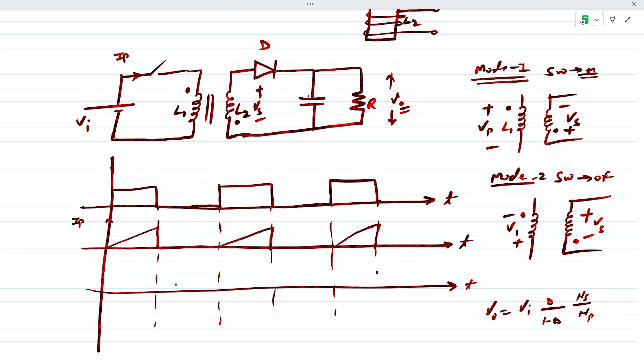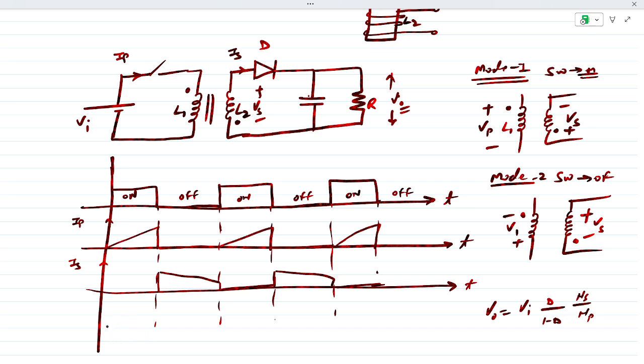And if we draw the secondary current, so secondary current will come into the picture when the switch is off. So this is the on, and this is the off, on, off, on, off. So when the switch is off, then current will decrease from maximum value to minimum value, then it is 0, then again current will decrease from maximum value to minimum value, then 0.